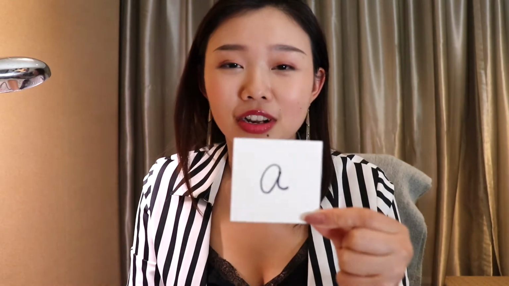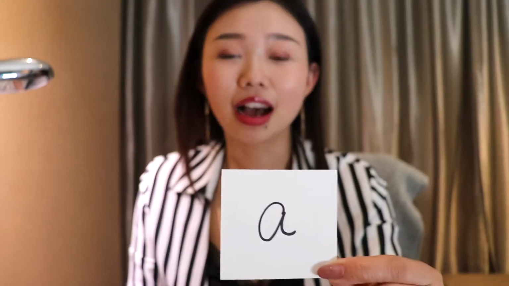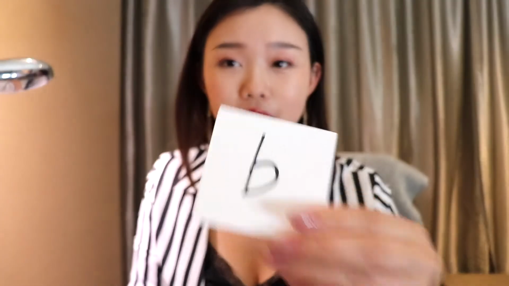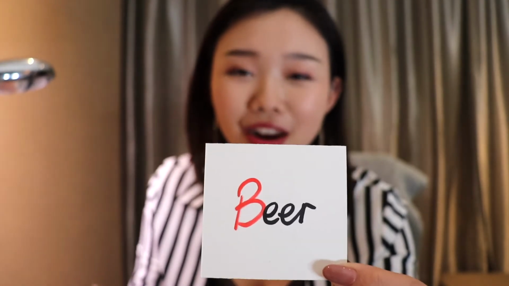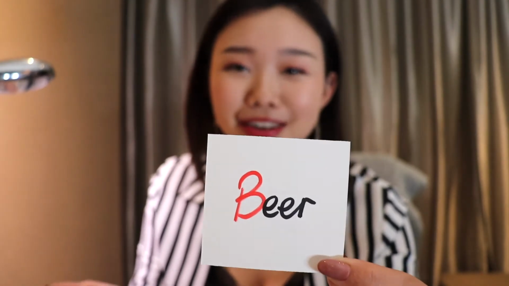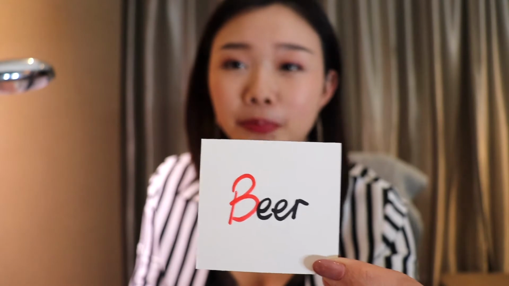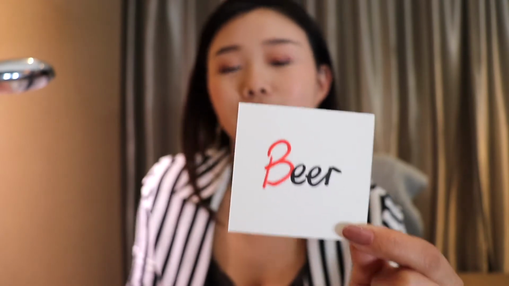So first one, we have the letter A. For you to remember it better, this is like the darling, the da sound. Okay. Number two, we have the letter B. So it's pretty easy. If you are drinking this, probably this will be the first letter that you are going to remember. B as in beer.